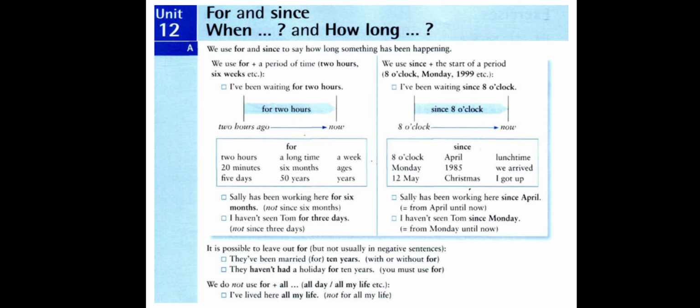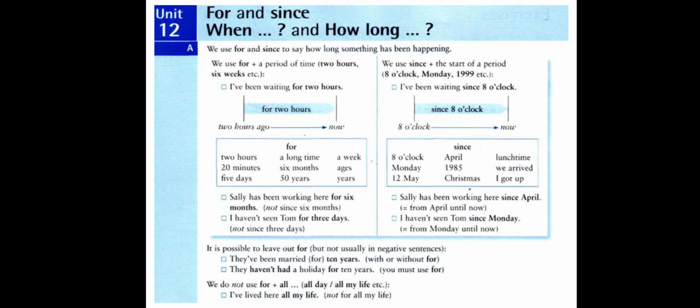Since lunchtime, from lunchtime until now. Suppose we are in the evening, so we say since lunchtime, from lunchtime until now, until the evening. So lunchtime is the beginning of the action, so we use since. Since Monday, the beginning of the action started from Monday until now, until today. Imagine today is a Friday, so it becomes from Monday to Friday. So we say since Monday, or we say for 5 days. Since 1985, the action started in 1985. From 1985 until now, 35 years. So we can say it using for and say for 35 years.